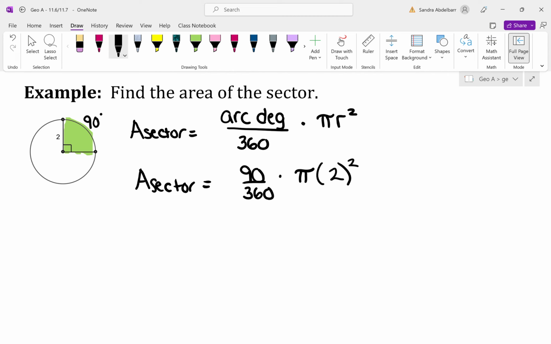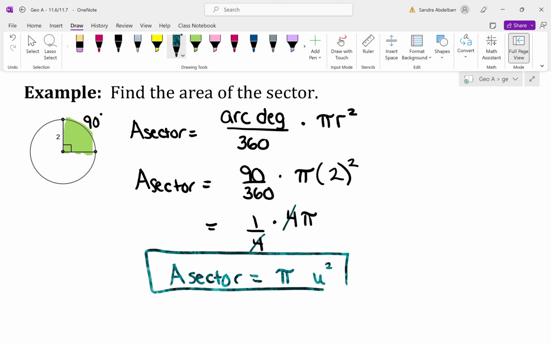2 squared. So let's simplify down. I have 1/4 times 4 pi. What can I do with these 4s? 1/4 and 4 pi. Yeah, I could cross simplify them. They cancel out. So the area of this sector is just pi units squared. So what is that? About 3.14 units squared, right?